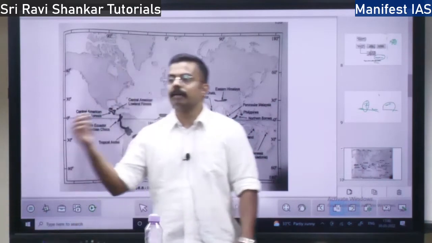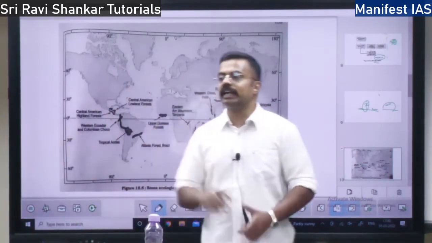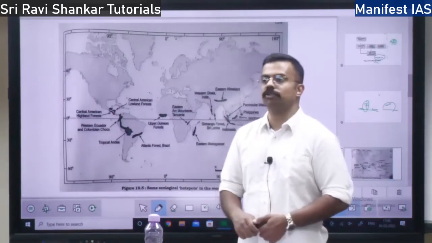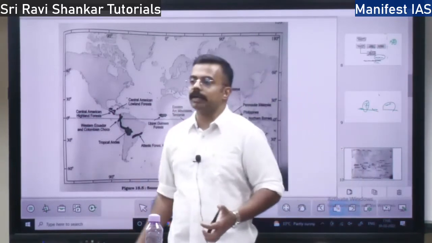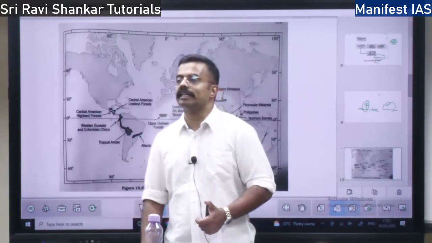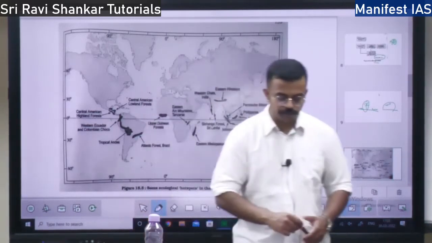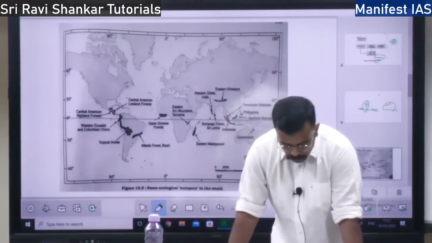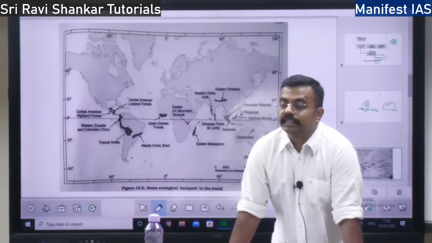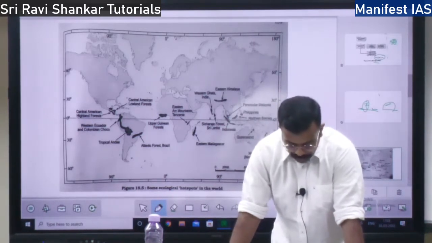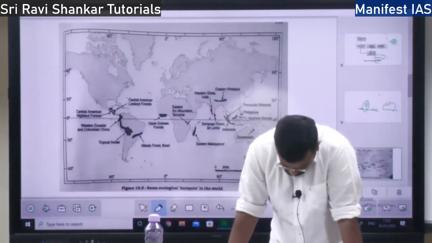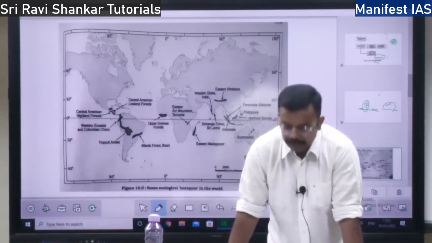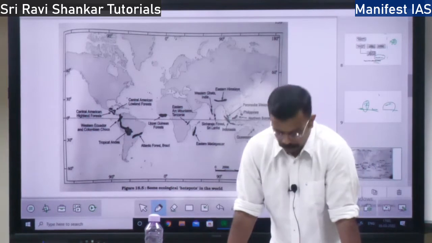Humans take up a plant, take up some fruit, eat and throw it somewhere. So there that plant will come. So biodiversity is influenced by the humans also. Humans hunt some animals, so that animal will go extinct. So humans are influencing the biodiversity there as well, right? So the first importance of biodiversity is ecological role. What is the ecological role? Ecological means that is the environmental role of biodiversity.